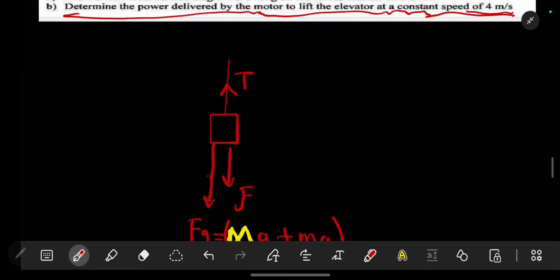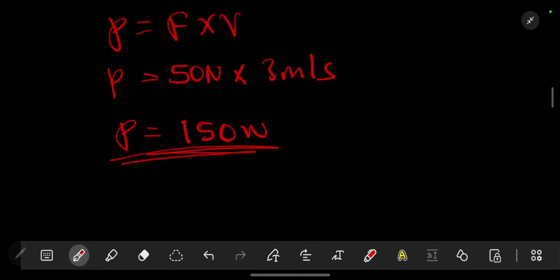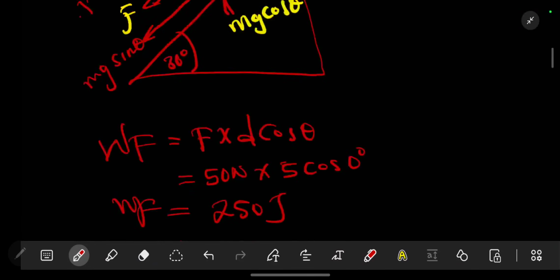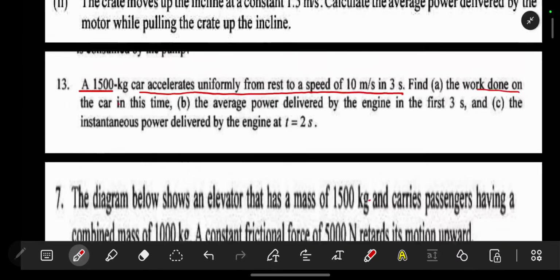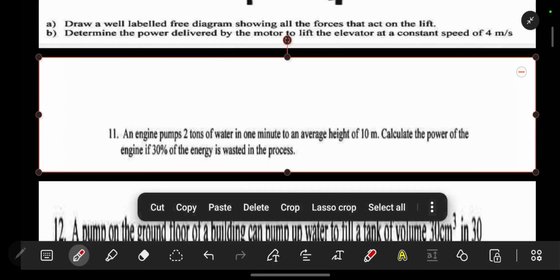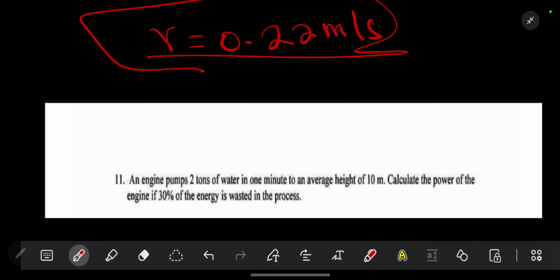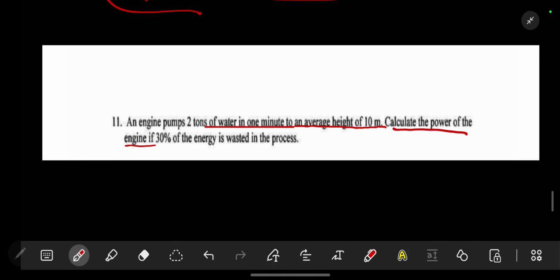Let's look at our last two questions, which have to do with efficiency: power input, power output. I'll give you a simple way of understanding this. So we have this question first. How do you answer this one? An engine pumps 2 tons of water in 1 minute to an average height of 10 meters. Calculate the power of the engine if 30% of the energy is wasted.